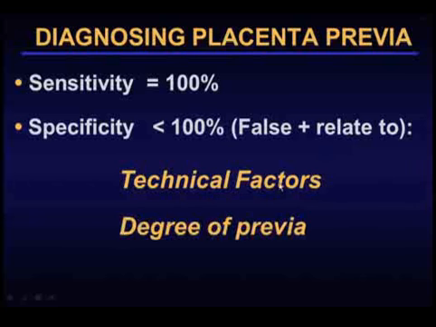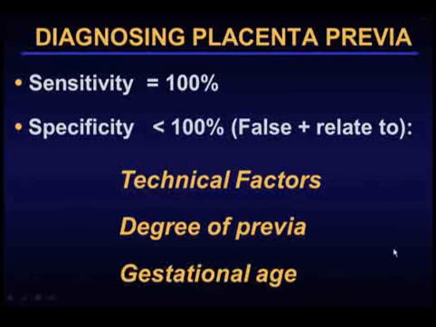Okay, we already addressed how full the bladder is. That's a technical problem. The degree of previa and the gestational age. I'm sure most of you realize that we particularly overcall earlier on in the second trimester, and then the cervix seems to, or the placenta seems to move away later in pregnancy. So if you're going to be diagnosing previa in the second trimester, make sure you get a follow-up, because there are many cases later on when the cervix is no longer a previa.